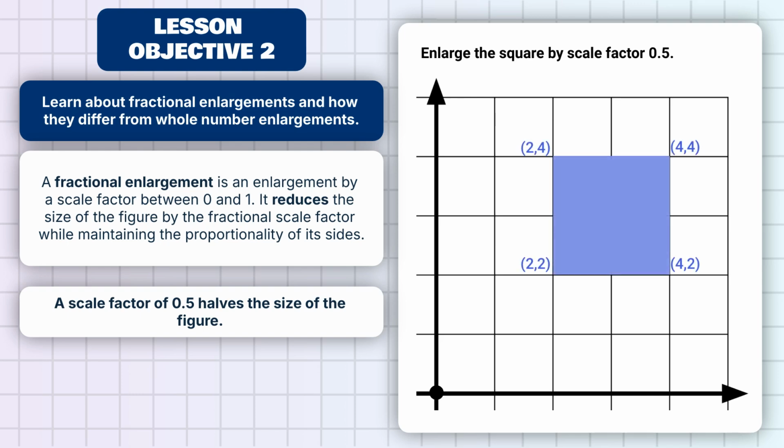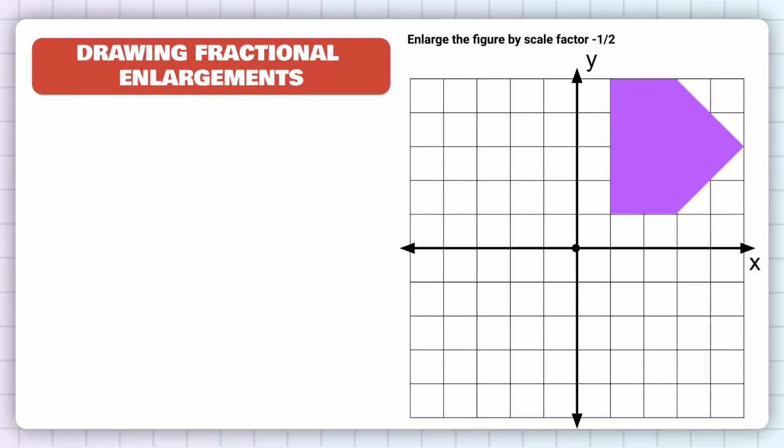If a square with vertices at (2, 2), (4, 2), (2, 4) and (4, 4) is enlarged by a scale factor of 0.5 from the origin, the new vertices will be at (1, 1), (2, 1), (1, 2) and (2, 2). Let's go through how to draw a fractional enlargement.